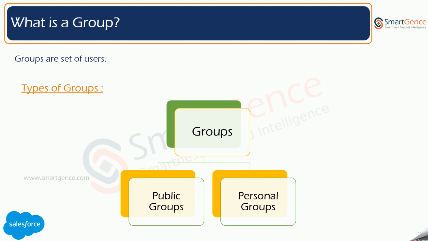Let's see about the public groups later in the next slide in very detail. Whereas the personal groups is basically the literal meaning. It is a group created for personal use by the user themselves. For example, if the user feels like a set of records should be shared with a set of other users, they could create a personal group, add those users to the group, and share the records. That is what personal groups are basically used for. But here we usually use public groups more than personal groups.